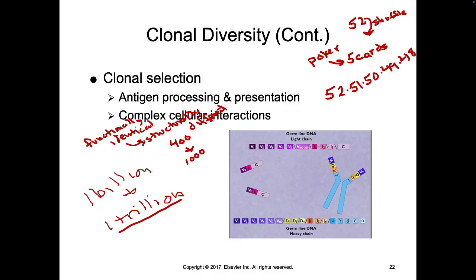The light chains are then attached to the heavy chains to form the functional antibody. Because of the large number of ways in which the genes can be rearranged, many different antibodies can be produced.